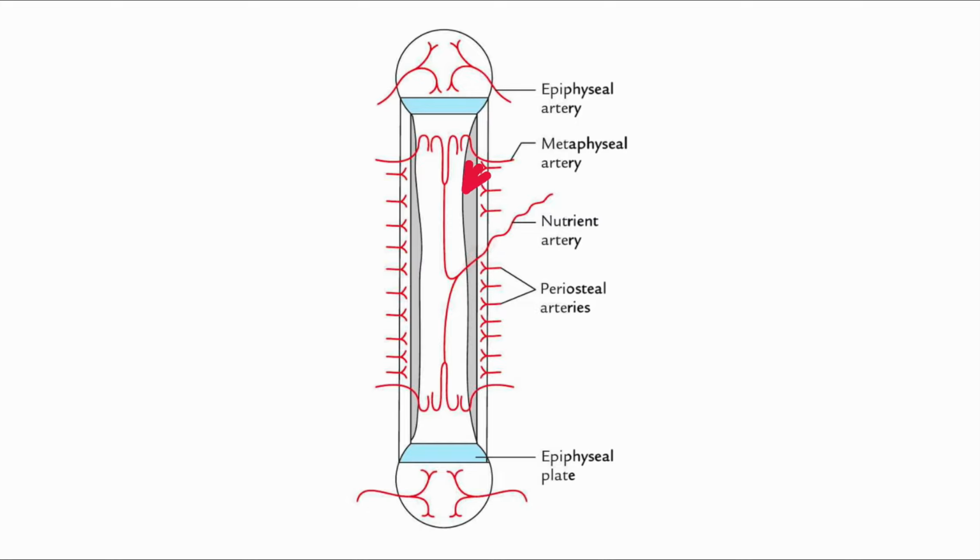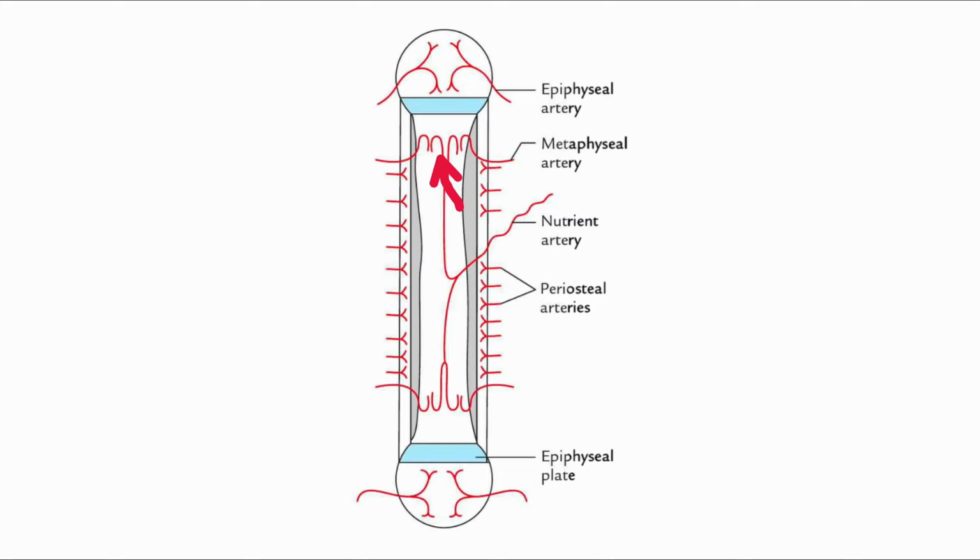We can clearly see the cortical part of the bone over here. So this is the oblique passage through the cortex. And after that, it divides into an ascending and a descending branch within the medullary cavity of the long bone. Each of these ascending and descending branches divides into a number of smaller parallel vessels.